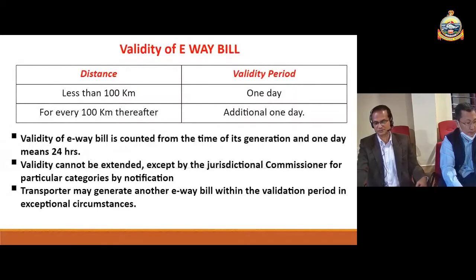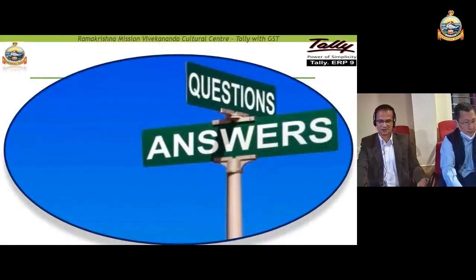Now, supposing a vehicle is coming from Guwahati to Shillong. Since it is within 100 kilometers, the validity is only 1 day. But midway through, it meets with an accident. So the answer is that it could be amended any number of times. And the moment it is amended, once again, 24 hours is counted from the time the e-way bill is generated.